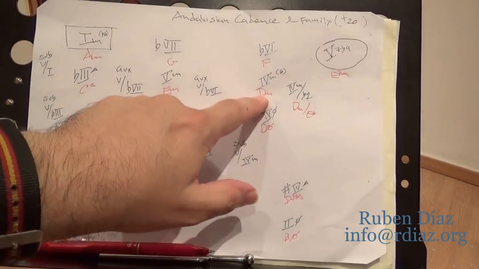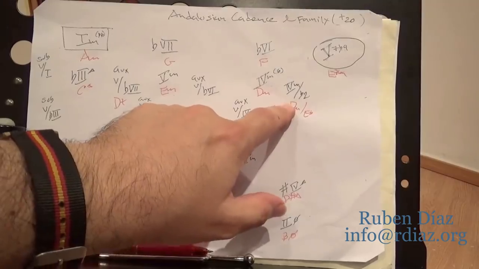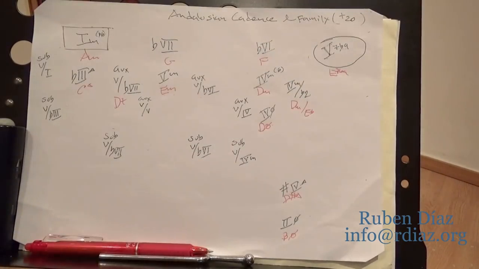Then after this we play 4 minor over flat 2nd, and then 5th 7 flat 9. That will sound as follows.